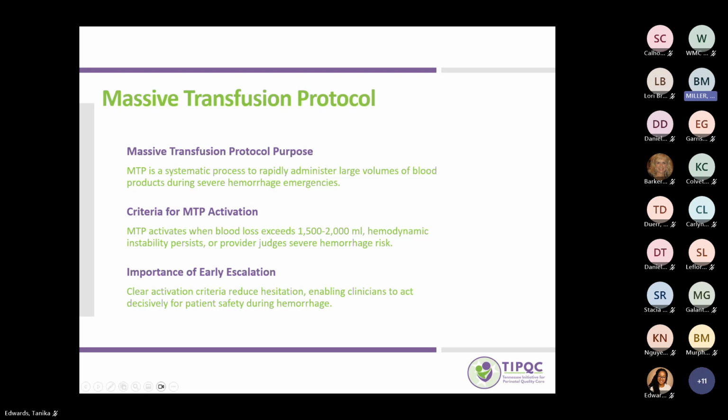If the patient is hemodynamically unstable, and if they're not stable, don't wait till you get to 2,000 milliliters. You all know how to judge it, the risk assessment and all of that. You're going to be great. And then the importance of early escalation, clear activation criteria, which reduces hesitation. And always say this, you can always call a hemorrhage, and then if you have to call it off, it's better to call one early than to not call one at all.